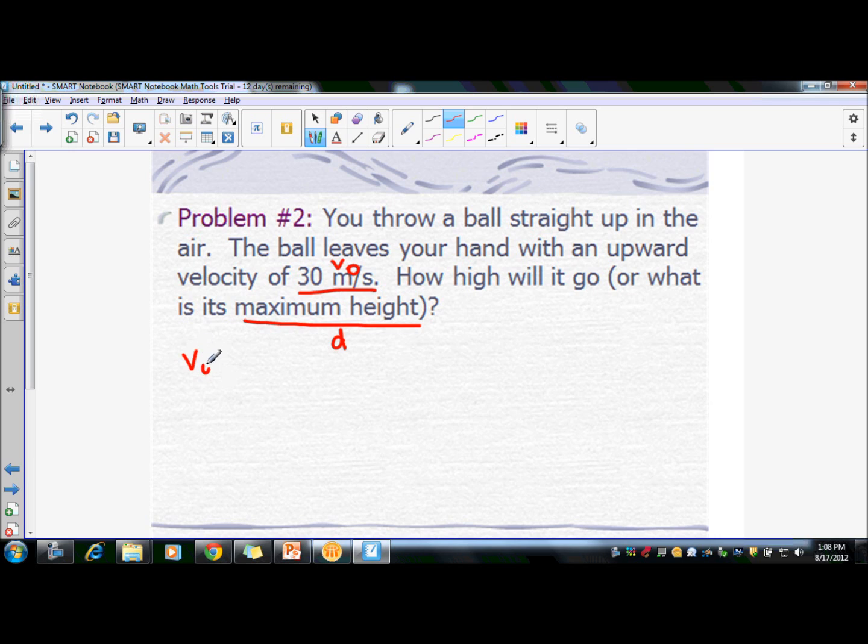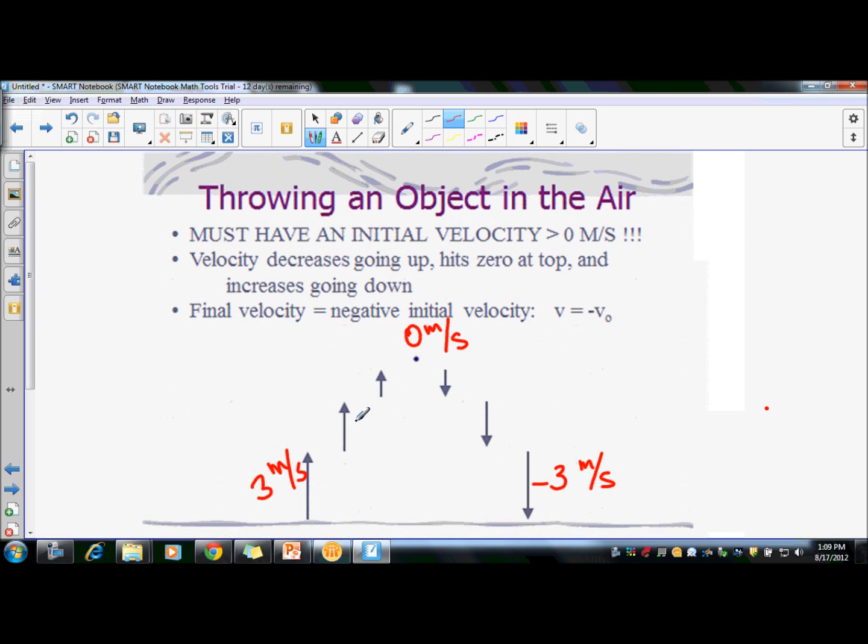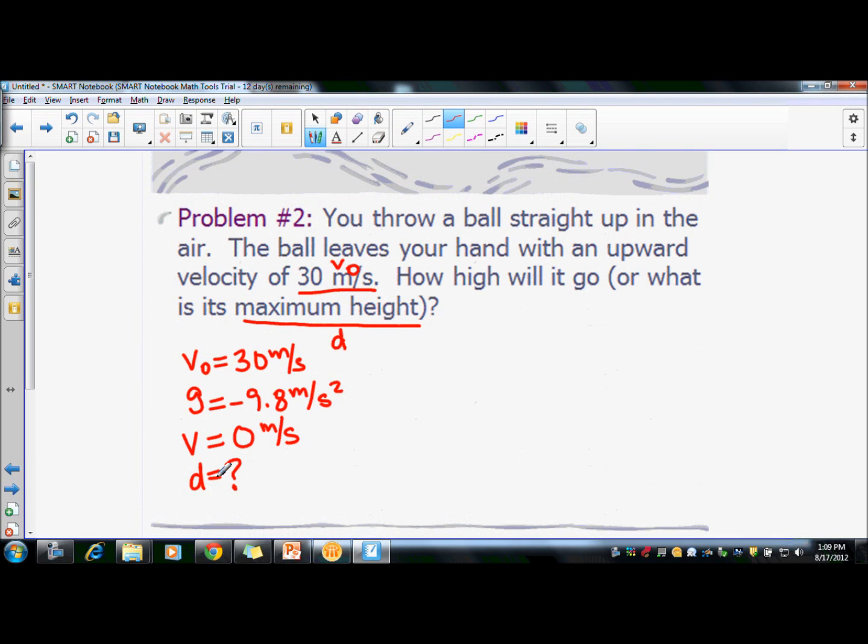So let's write those. V naught is equal to 30 meters per second. And then we want to know our d. Again, to solve these, we need 4 variables here, including our unknown. Well, we know gravity is affecting it, so we have g. So g equals negative 9.8 meters per second squared. And we just said that at the highest point, its maximum height, it's going to have a velocity of 0. So going back, you see 0 meters per second at the highest point. So now we've got all 4 variables.